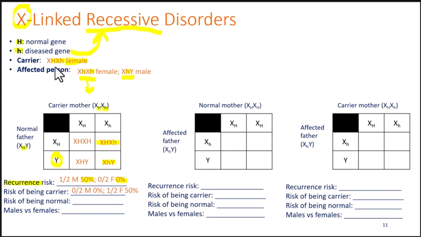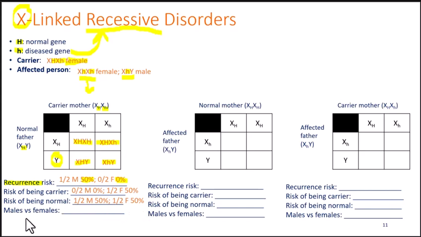Risk of being normal, we know normal looks like 2 H's, and we see 2 H's here. So risk of being normal as a female is going to be 1 of 2 because this one's not normal. That's a carrier. And this one here is normal. So for males, there's a 1 in 2 chance. So 1 in 2 for males and 1 in 2 for females.